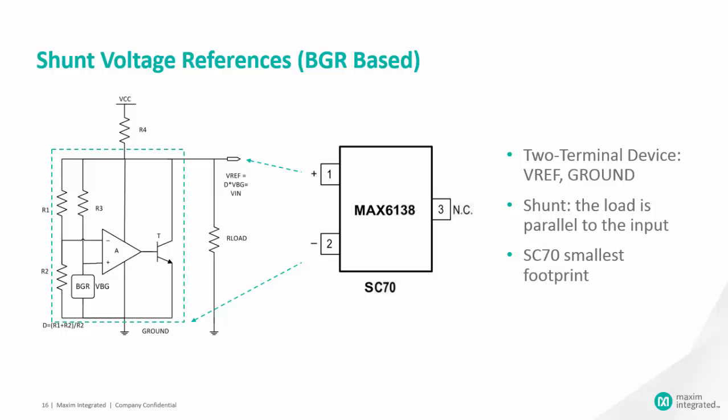MAX 6138 is an excellent example of a two-terminal shunt voltage reference. Housed in a sub-miniature SC70 package with a 1.8 mm by 1.8 mm footprint, it's 50% smaller than comparable devices in SOT23 packages. To learn more about shunt voltage references, please see the related resources section at the end of the video.